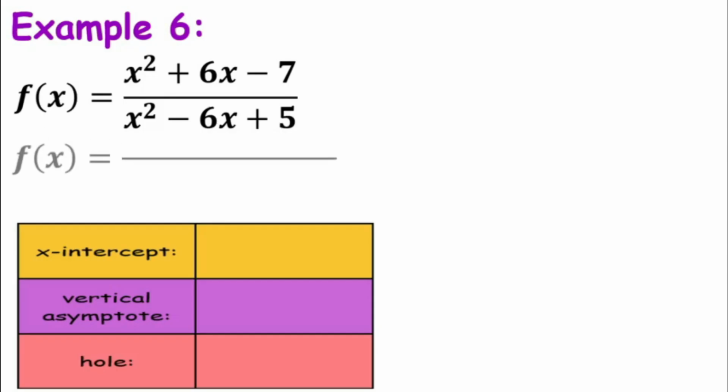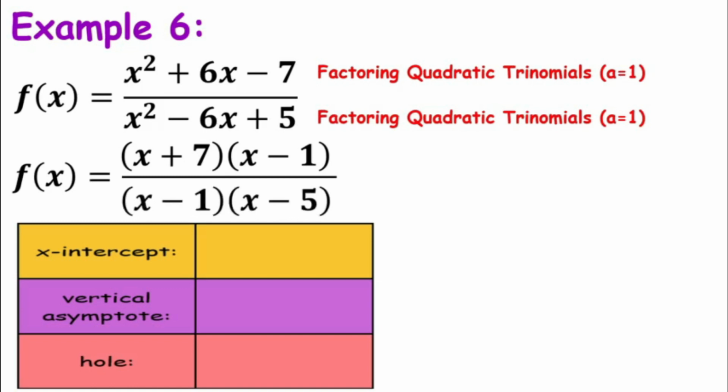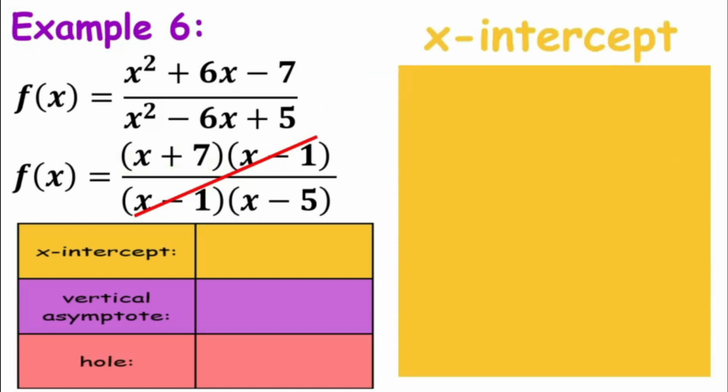Example 6. The factored form of the numerator is x plus 7 times x minus 1, and the factored form of the denominator is x minus 1 times x minus 5. The cancelled factor is x minus 1. Notice that the cancelled factor is not identical to any of the remaining factors, x plus 7 and x minus 5. For the x-intercept, we just equate the remaining factor of the numerator to 0, then solve for x.